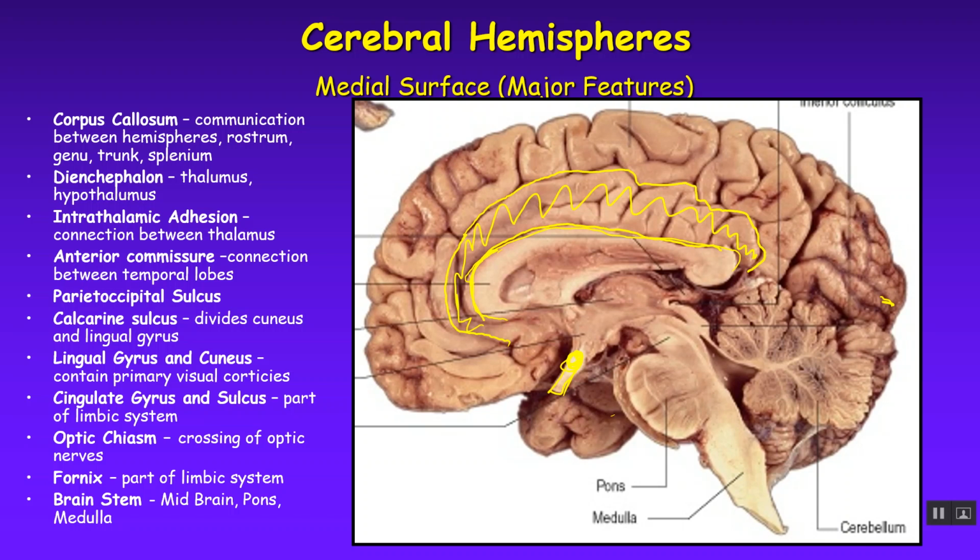Most of you won't have it. You might see a little tag end of something right here dropping off, a little tiny thing that's not the optic nerve. It's called the infundibulum. Their pituitary gland is right here.